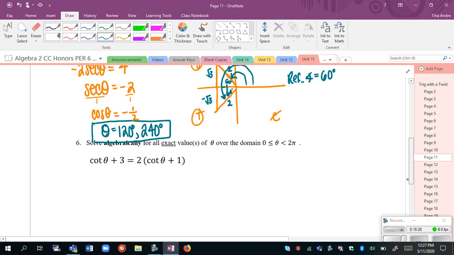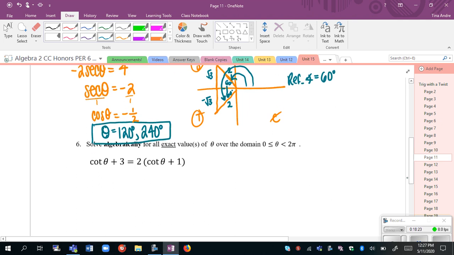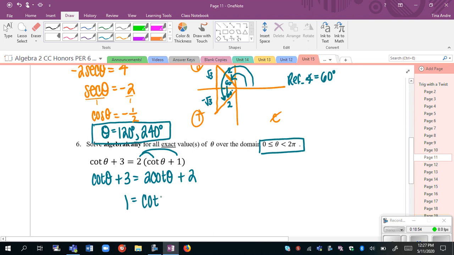So the next one here, we have cotangent. So we'll start off, we're looking in radians. We're going to start off the same way, isolate the trig function. So in order to isolate this, I'm going to have to first distribute the 2. So I have cotan of theta plus 3 equals 2 cotan of theta plus 2. Now I can get my cotans on one side and my numbers on the other. So I'm going to go ahead, I'm going to bring the 2 over here. So 3 minus 2 gives me 1. And then 2 cotan minus 1 cotan is just going to be 1 cotan.